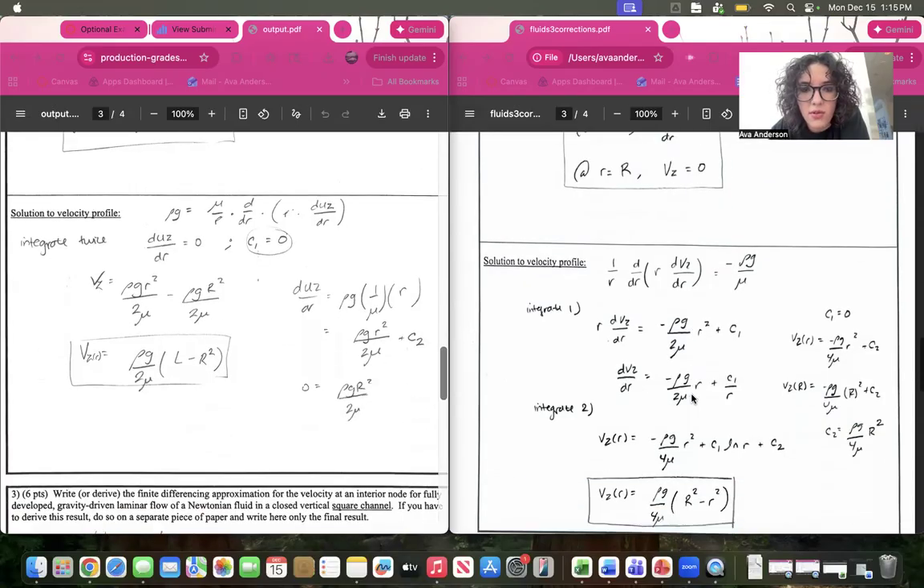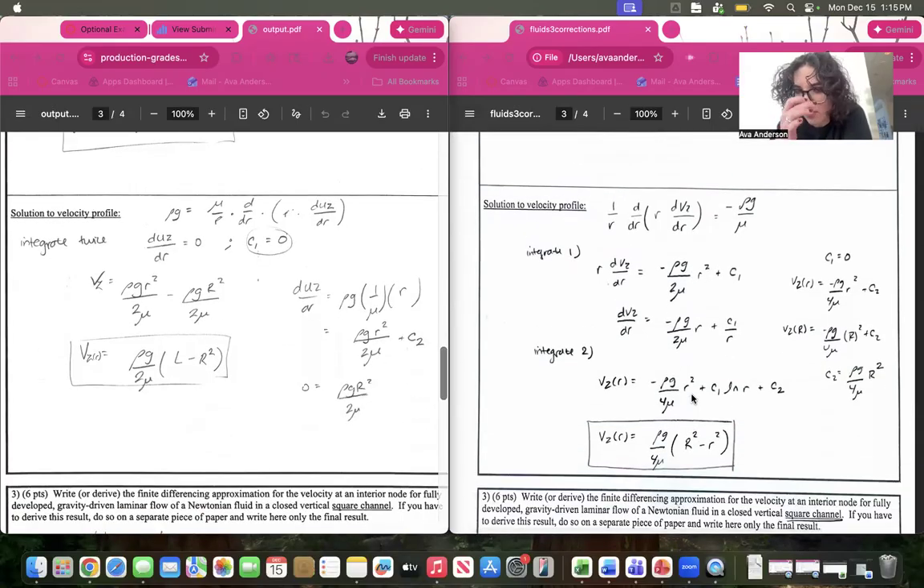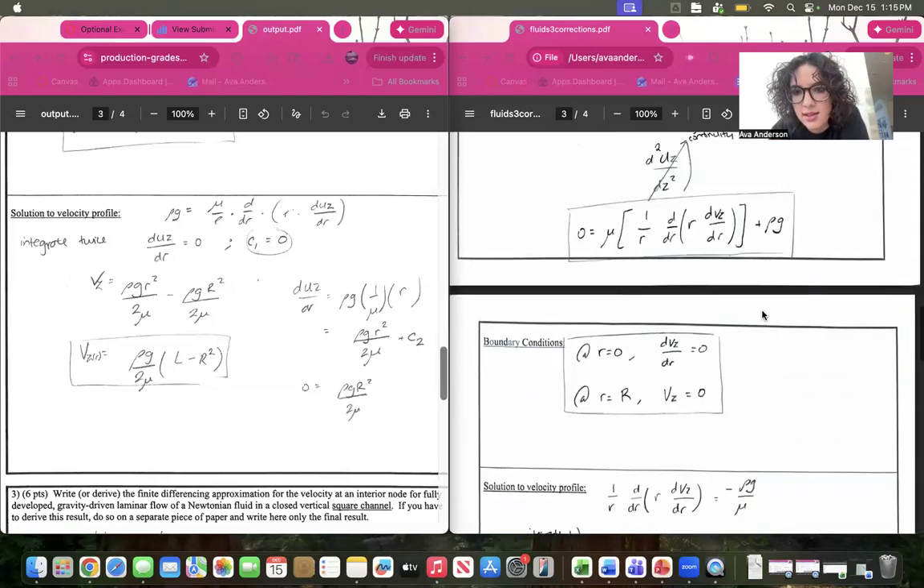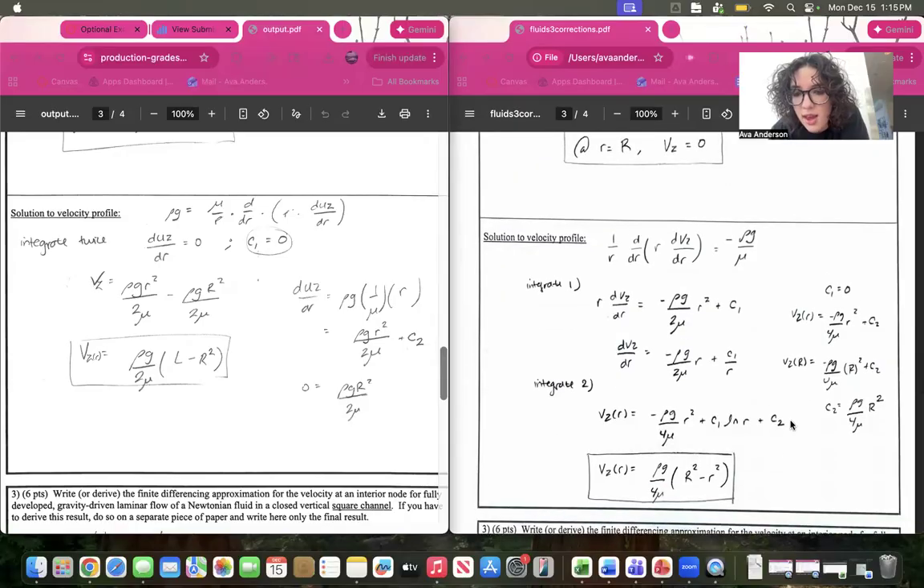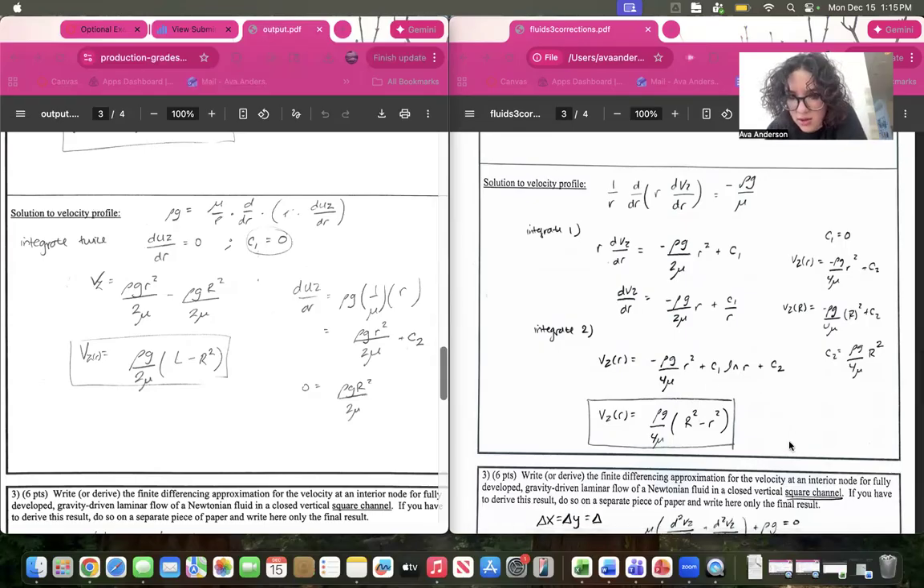Then we can solve for the velocity profile by integrating twice and solving for C1 and C2 using the boundary conditions. C1 equals zero, and C2 equals rho g over 4 mu times R squared. Plugging it all into the original velocity formula, we have vz equals rho g over 4 mu times (big R squared minus little r squared).